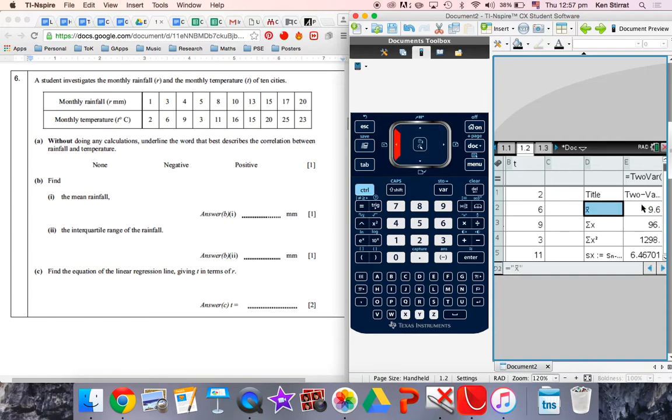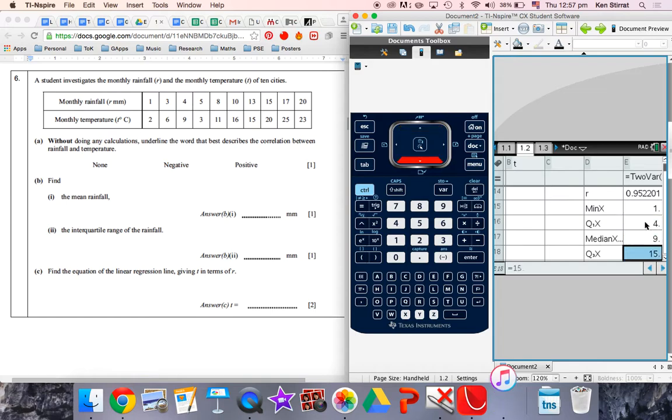So X bar here represents the mean, and the X representation was for rainfall, so the answer here is 9.6. If we keep going down here, we've got the medians and quartiles. So for interquartile range of rainfall, rainfall was the X variable. So the lower quartile is 4, upper quartile is 15. 15 subtract 4 is 11. Now that saves you trying to find the midpoint, then halfway again and halfway again here. So that's quite a quick fix there.